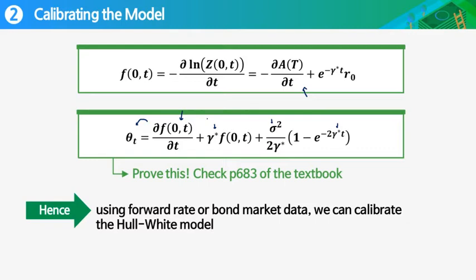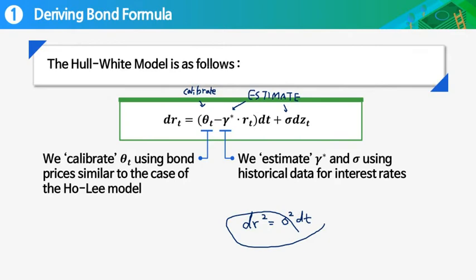Once we calibrate theta, then we can go back to the original Hull-White model. So this is the original Hull-White model. Using forward rate data, now we calibrate this one. So we can completely characterize the Hull-White model. Once we completely characterize it, then we can find the derivative price that depends on the interest rate.